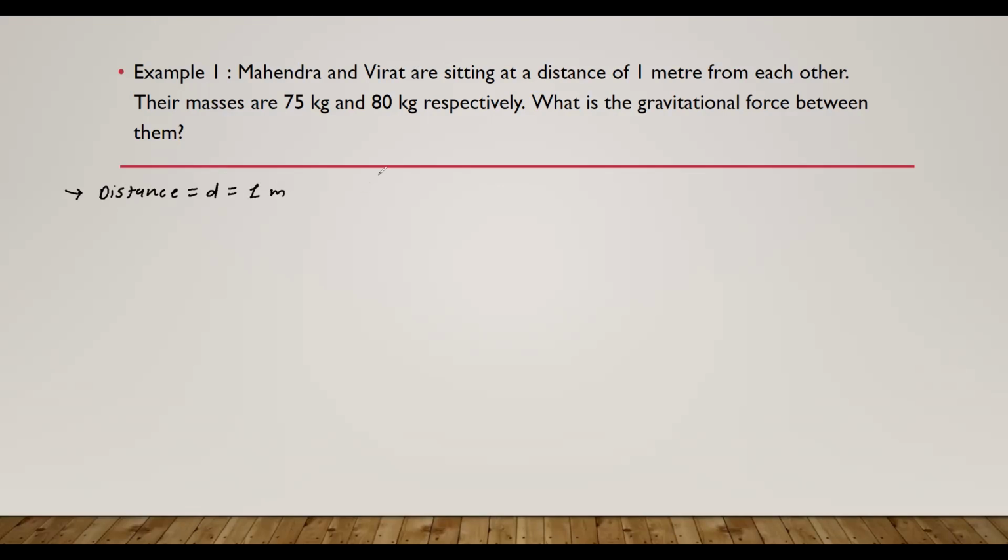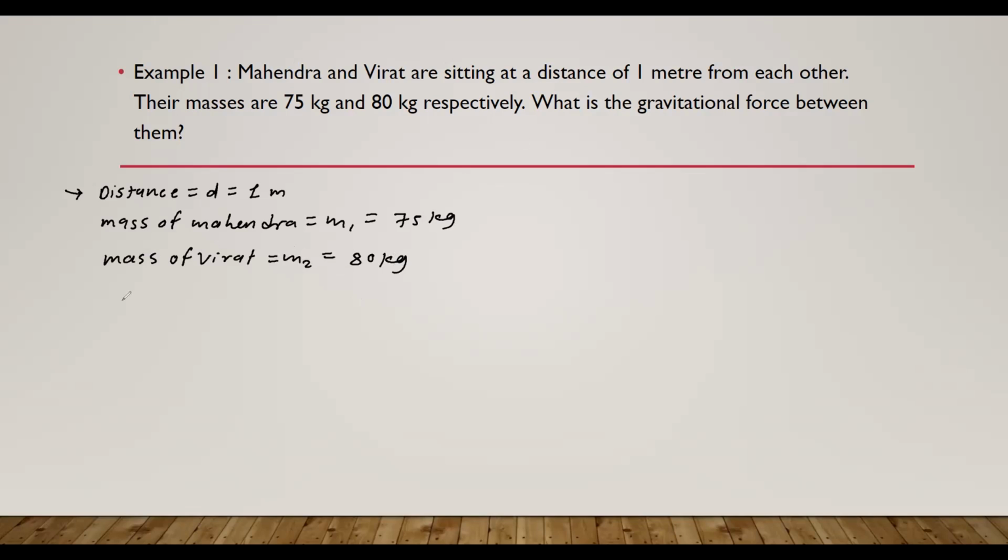Now their masses are 75 kg and 80 kg respectively. So let's say the mass of Mahendra we will denote as m1. Mass of Mahendra, so that will be m1 as 75 kg. And the mass of Virat, let's say m2, that is 80 kg. Okay. And they are asking what is the gravitational force between them.